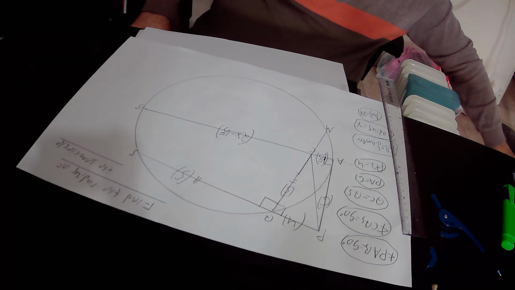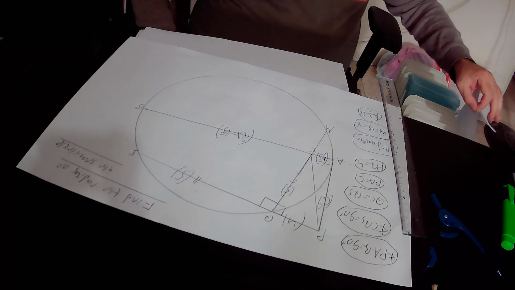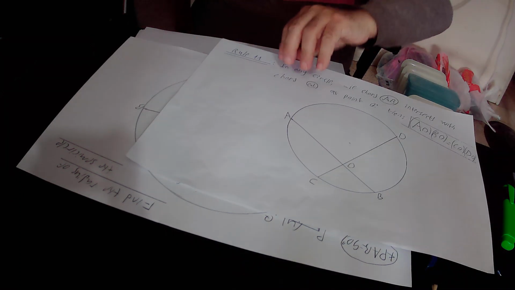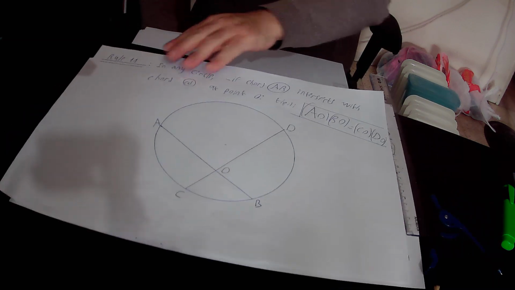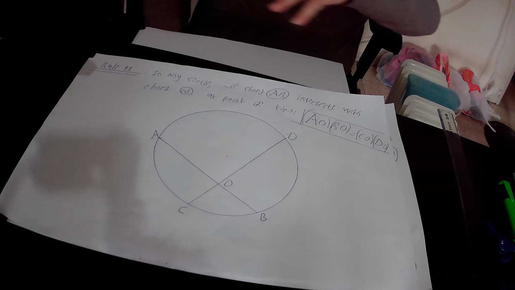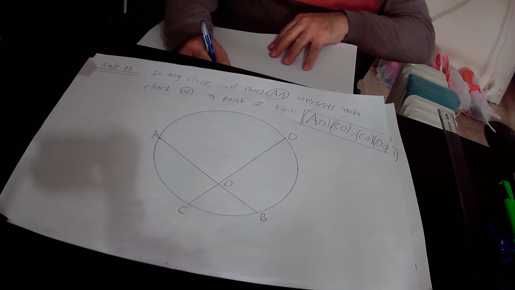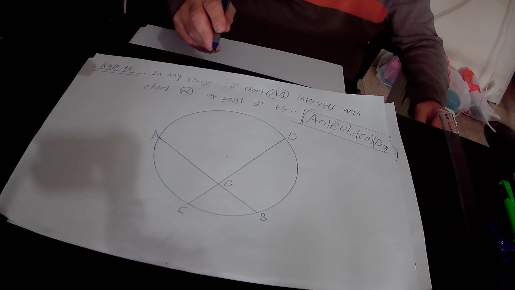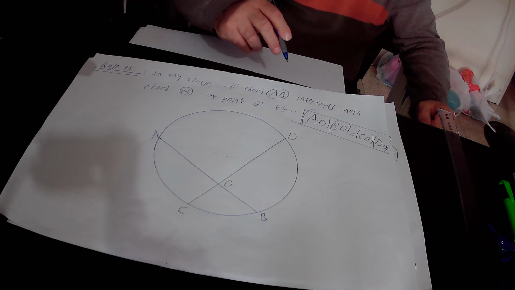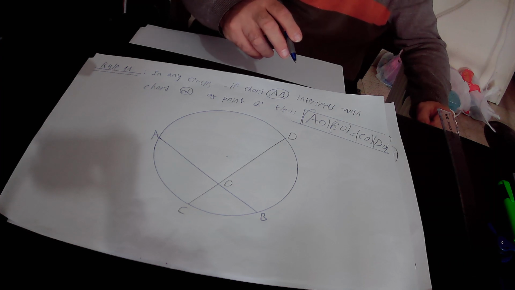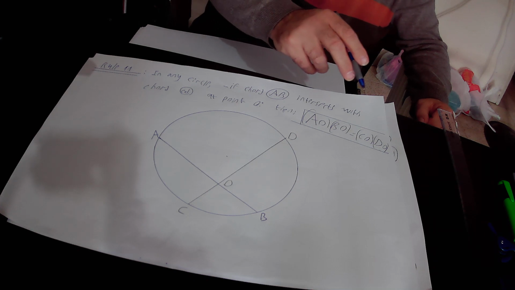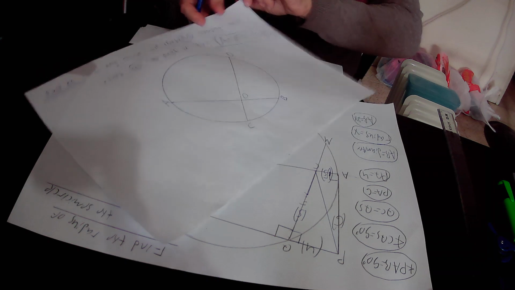The new rule is rule number 11, and rule number 11 talks about two chords that intersect with each other inside the circle. According to rule number 11, in any circle, if chord AB intersects with chord CD at point O, then the following equation is true: AO times BO equals CO times DO.